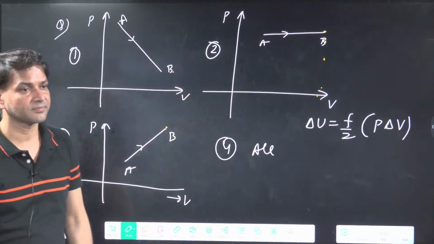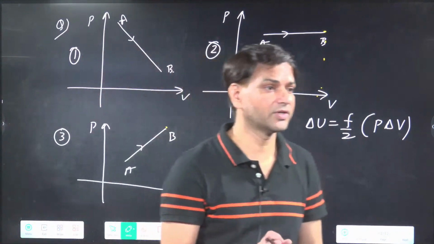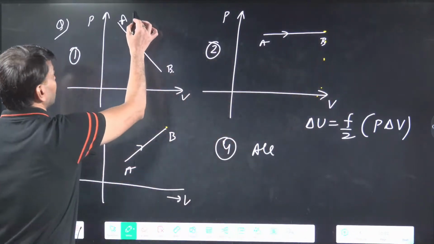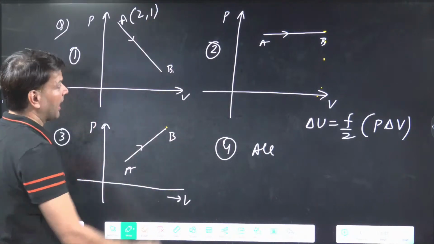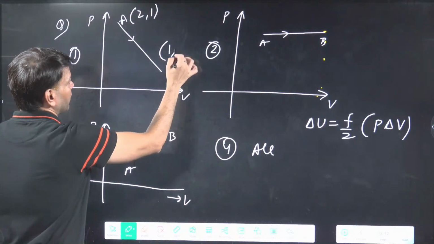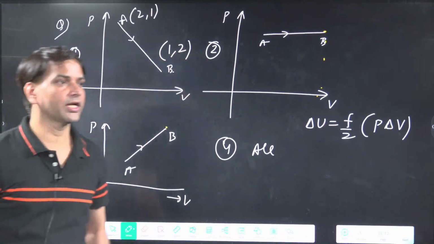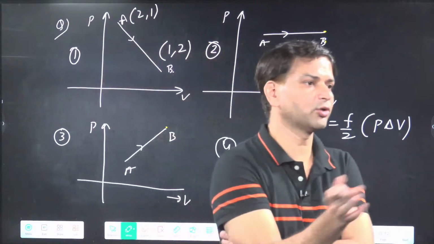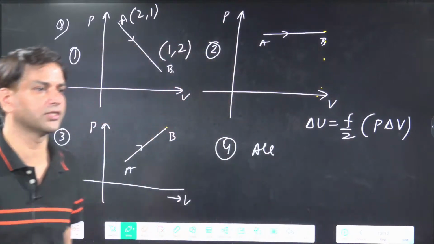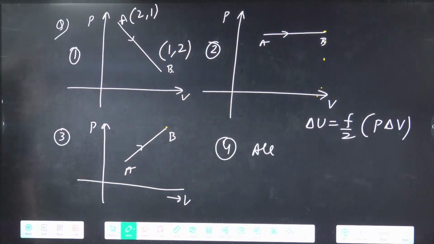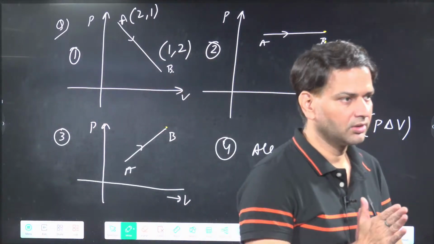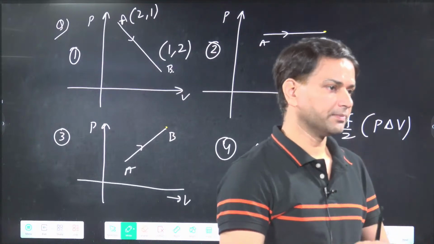First case, we may get it. I'm not saying always. Suppose at A, pressure is 2 units and volume is 1 unit, and at B, pressure is 1 unit and volume is 2 units. What is the product you will get? 2 into 1 and 1 into 2, both are 2. P2 V2 and P1 V1 are both 2. So what difference do you get? Zero. So we may get zero in the first case. Understood?